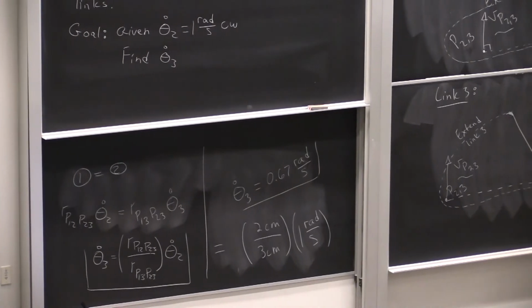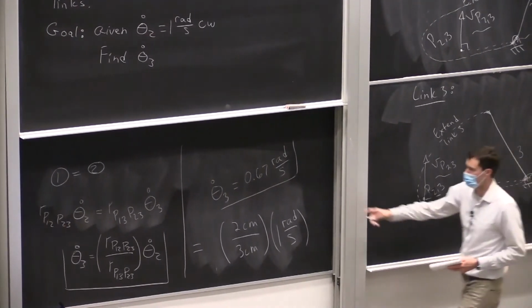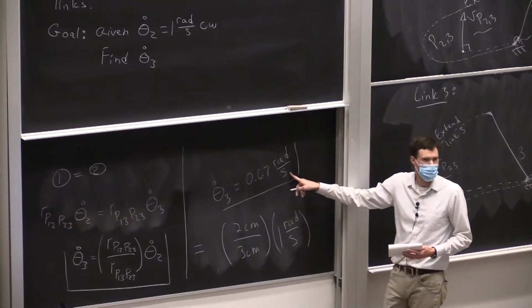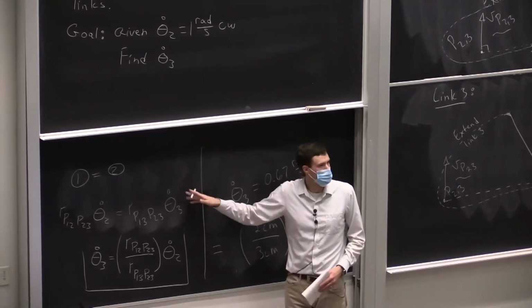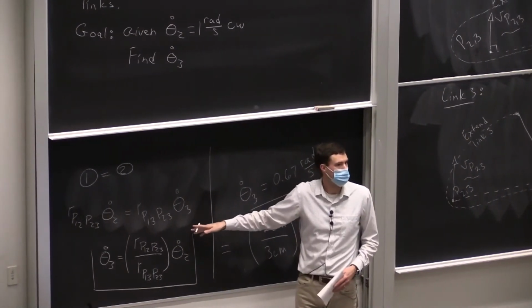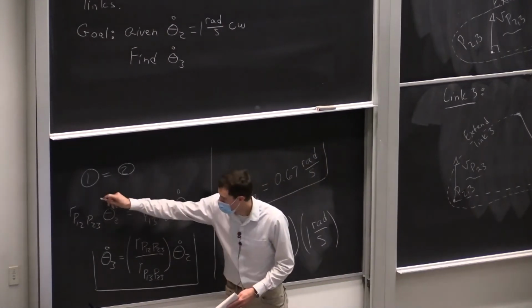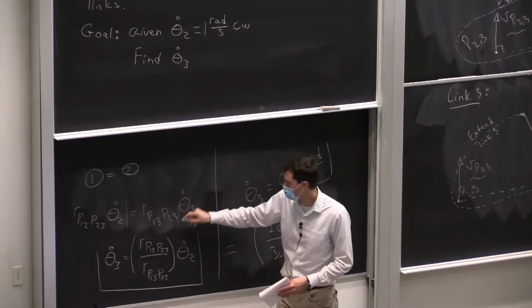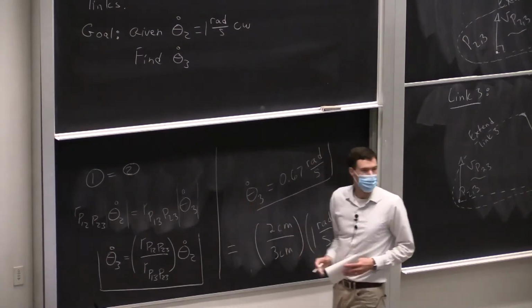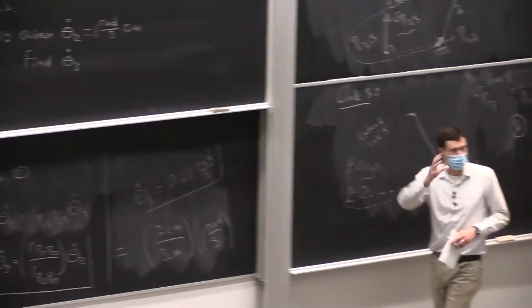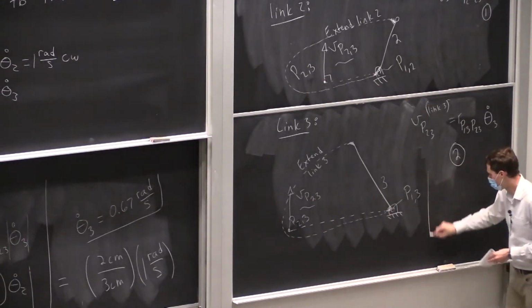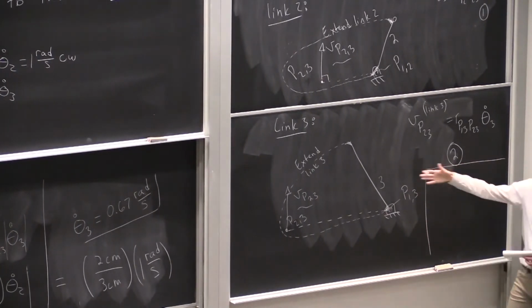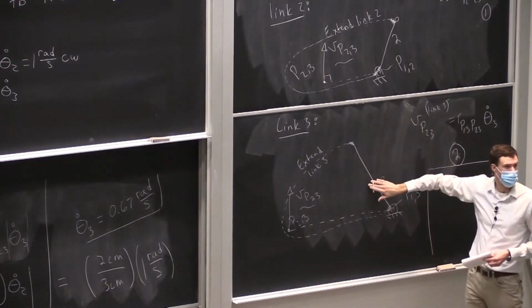Okay, so 1 radian per second input, 0.67 radians per second output. And you may say, okay, what about the direction? Instance centers, we're actually just going to work with scalar versions of all this. So, these rotation rates, we'll just worry about the absolute value. And to get the direction, clockwise or counterclockwise, we're going to use our intuition, or not intuition. We're going to look at the drawings that we've made.